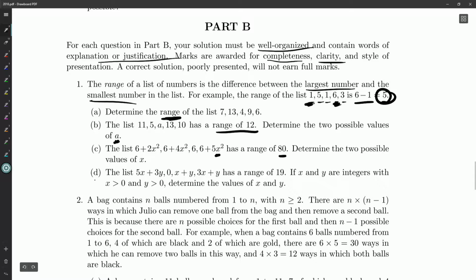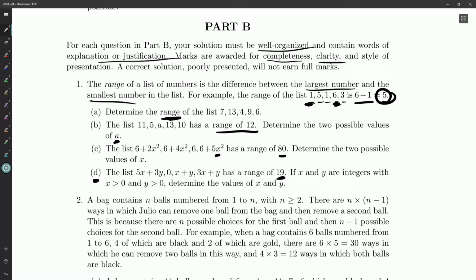All right, now we just have D left to go. The list 5x plus 3y, 0, x plus y, and 3x plus y has a range of 19. If x and y are integers that are both positive, determine the values of x and y. The wording there makes me think there's only going to be one value of x and y that work. Otherwise, I think they would say determine all possible values of x and y. But we'll see.